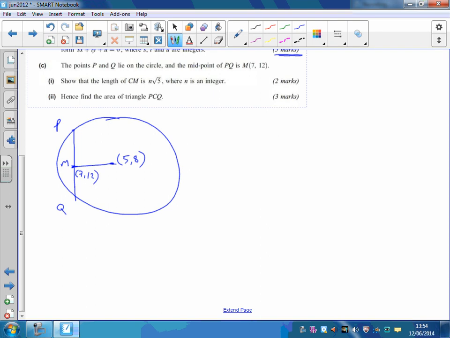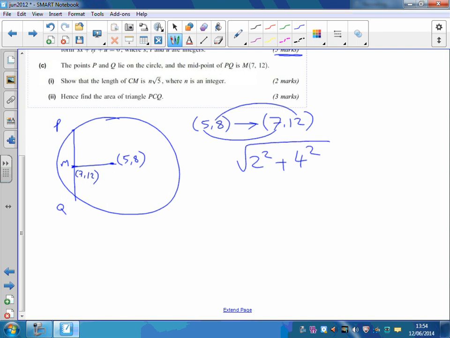Show the length of CM. Okay, well that's all right. We're just going from (5, 8) to (7, 12), same as what we did for the gradient before. The difference there is 2, so we do 2 squared. The difference there is 4, so we do 4 squared. And for Pythagoras, we've got to square root it. So that's 4 and 16, which is 20. Square root of 20 is 4 times 5, so 2 times the square root of 5. And look, that's in the format they wanted.